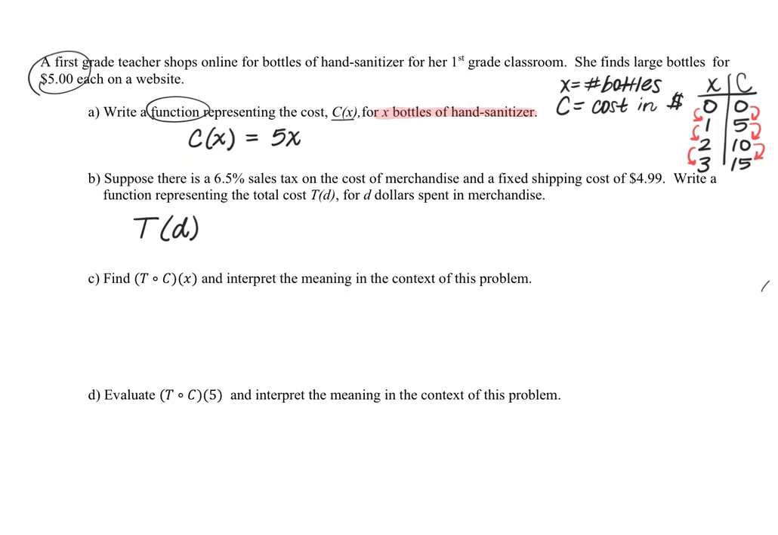You can do these in any order. I like to talk about the fixed shipping cost first. I know that I'm going to be charged the $4.99 regardless of how much money I spend or how many bottles of hand sanitizer I buy. So I'm going to have $4.99 plus then the cost for the hand sanitizer. So if D is the number of dollars that I'm spending on the merchandise, I know I have to spend my D dollars. That's going to be part of my cost.